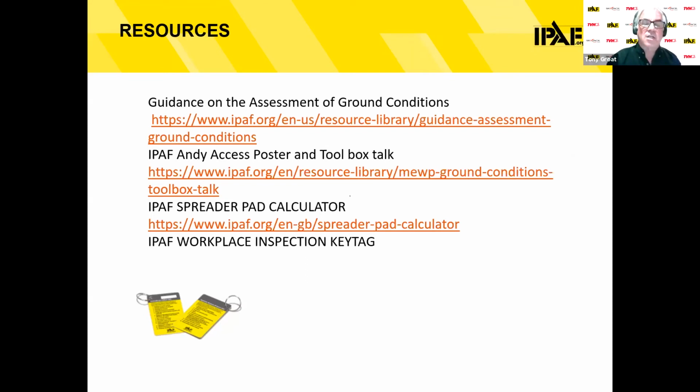We have Andy access posters and toolbox talks to refer to for ground conditions. We have a spreader pad calculator. If you have an outrigger-based machine, it helps make sure you have the proper size pad underneath it and that it is located properly underneath your outrigger to put the load properly into it. We also have tools such as the workplace key tag inspections, and these devices have a checklist for an operator to refer to when doing their daily required workplace inspection.